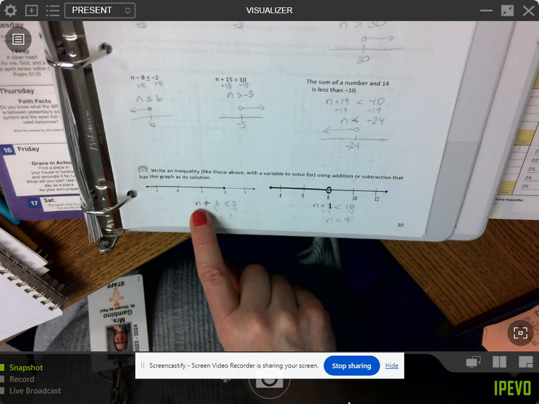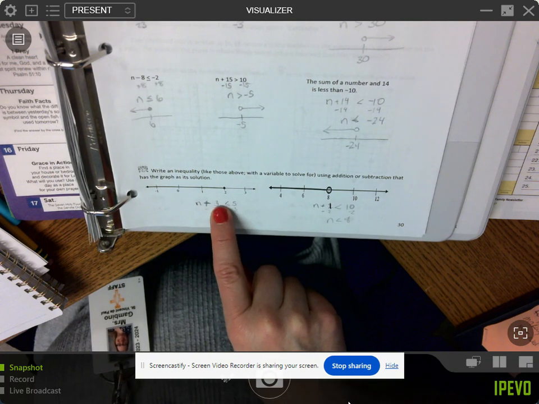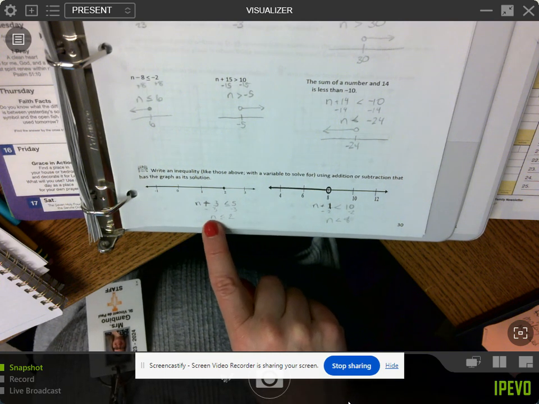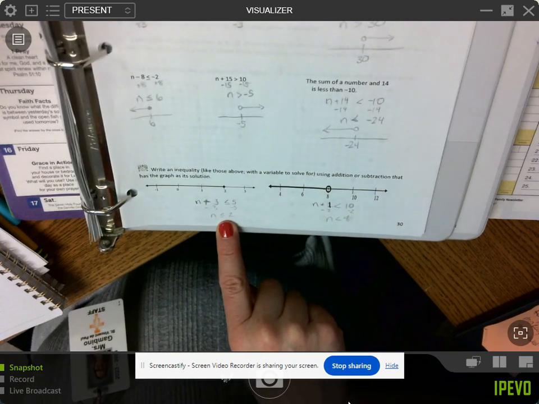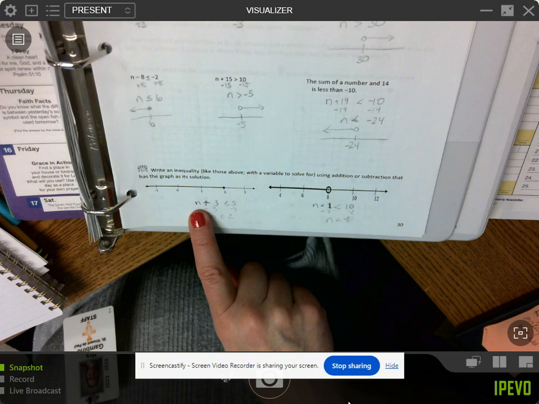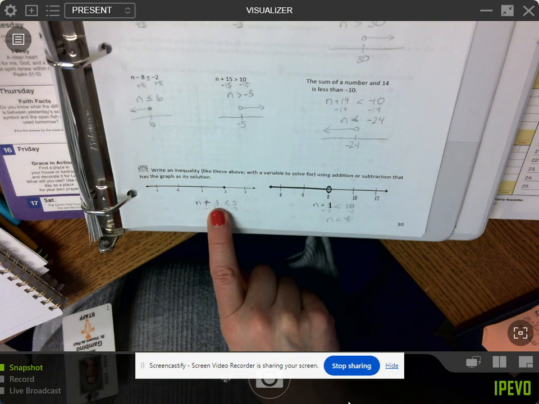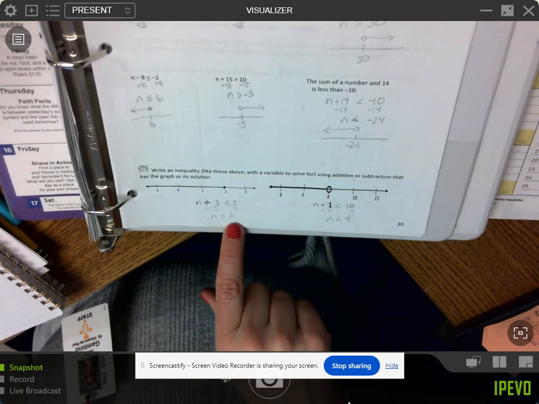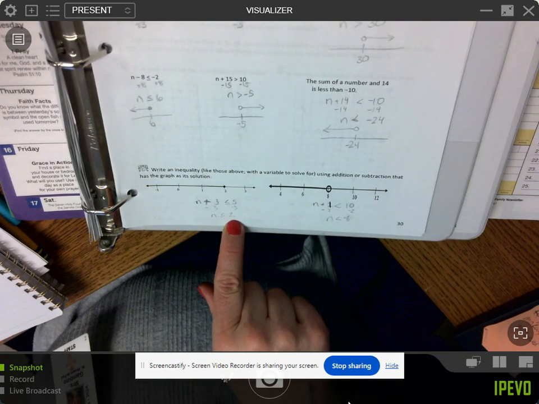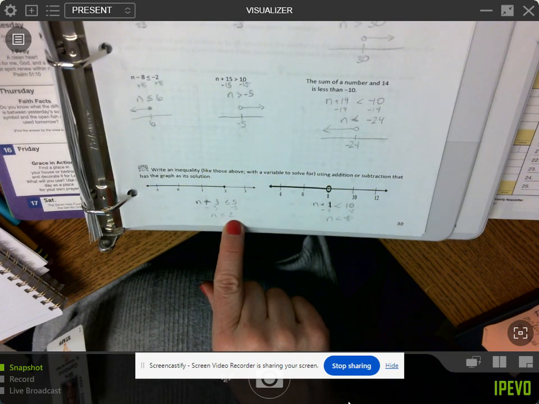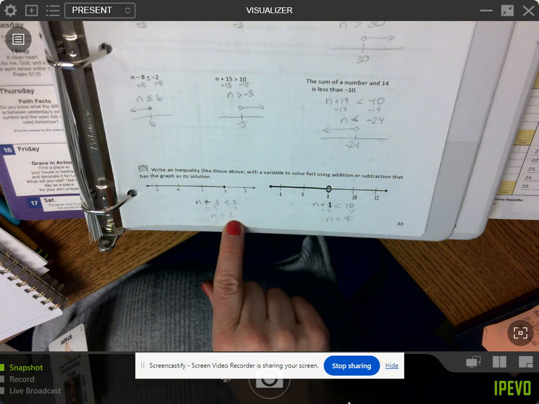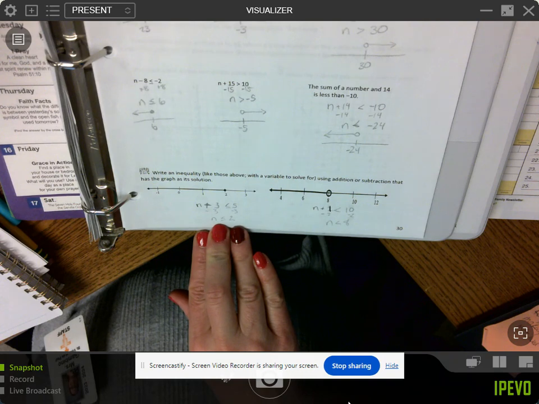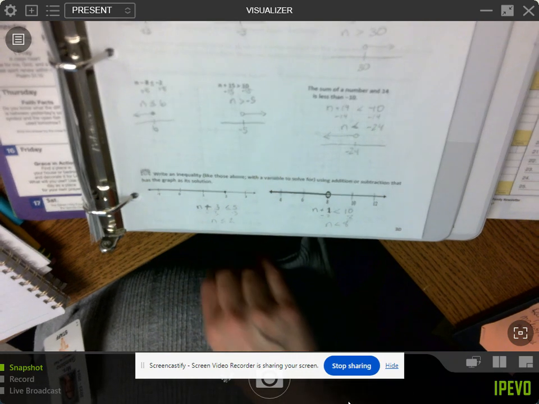So I need to come up with N plus something or N minus something, what it equals to. So when I do the math, it'd be less than or equal to 2. So I could do N plus 3 is less than or equal to 5. Because when I do the math, it would be less than or equal to 2. It doesn't have to be that one, but your math has to work. So you need that inequality with addition or subtraction.